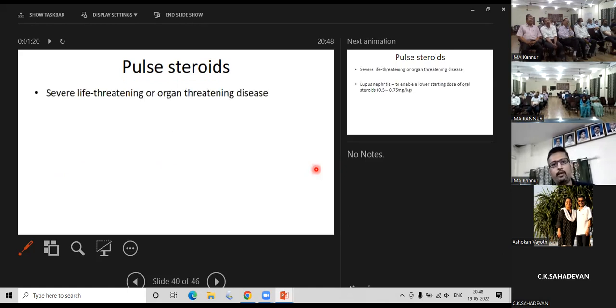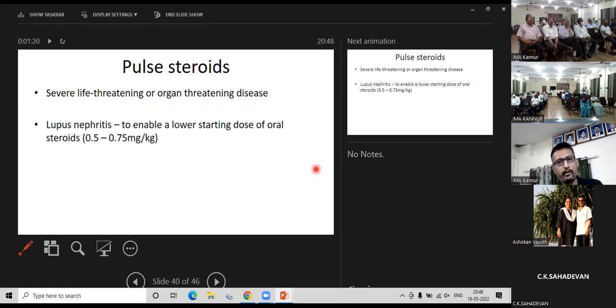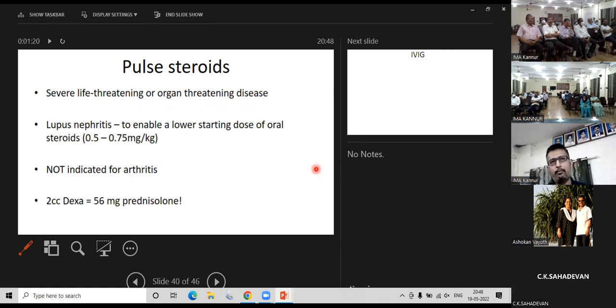So we use it only for severe life-threatening or organ-threatening disease. And in lupus nephritis, initial use of pulse steroids helps you to start with a lower dose of oral steroids, 0.5 to 0.75 mg per kg instead of 1 mg per kg. It is not indicated for arthritis. Usually we do not pulse the patient for arthritis. We have to remember even 2 cc DEXA is equal to 56 mg of prednisolone. So when you give 2 cc TDS for a patient, just imagine what dose we are giving.